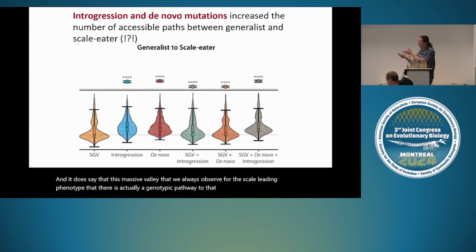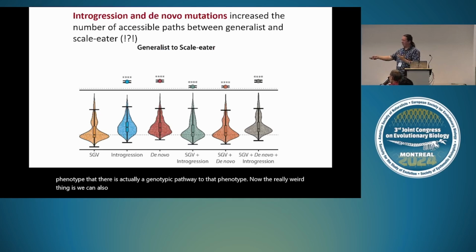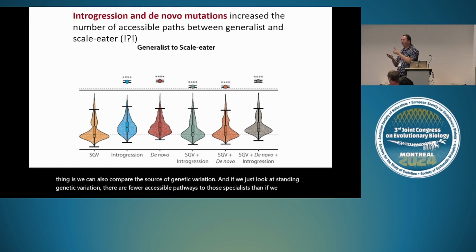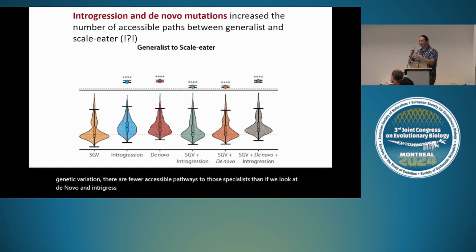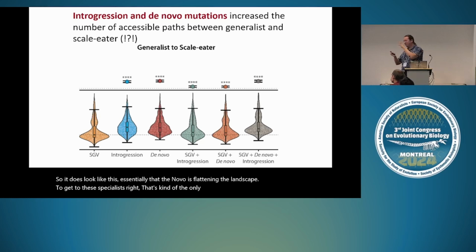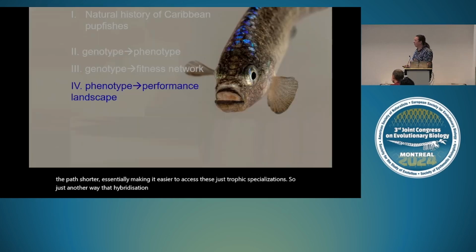Now, the really weird thing is we can also compare the source of genetic variation. And if we just look at standing genetic variation, there are fewer accessible pathways to those specialists than if we look at de novo and introgressed variation. So it does look like de novo variation is flattening the landscape to get to these specialists, right? That's kind of the only way, flattening or maybe making the paths shorter, essentially making it easier to access these durophagous specializations. So just another way that hybridization facilitates adaptive radiation, right?